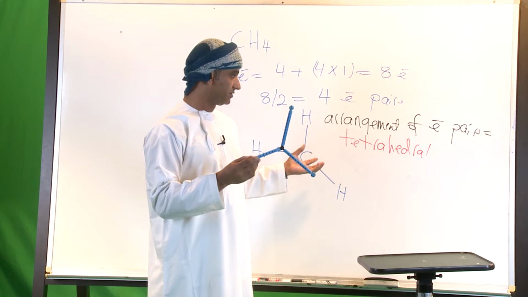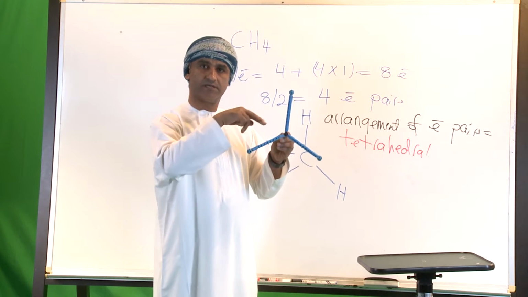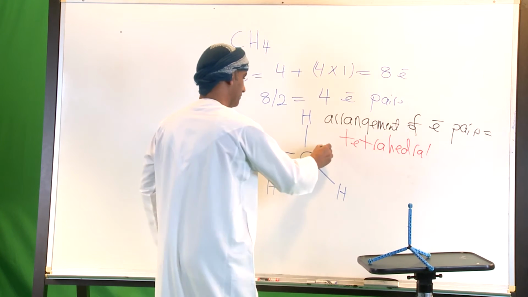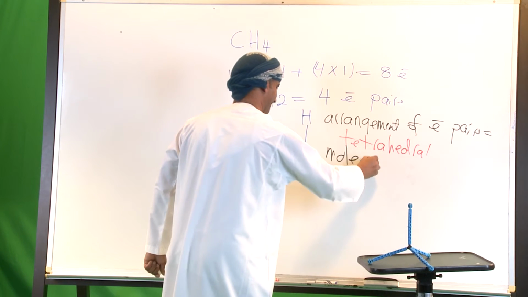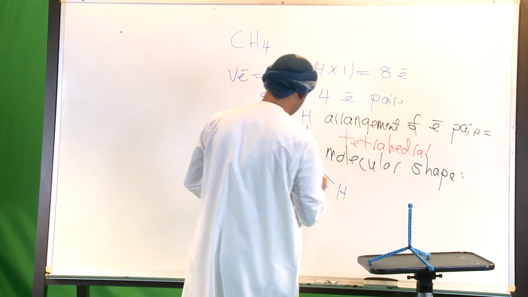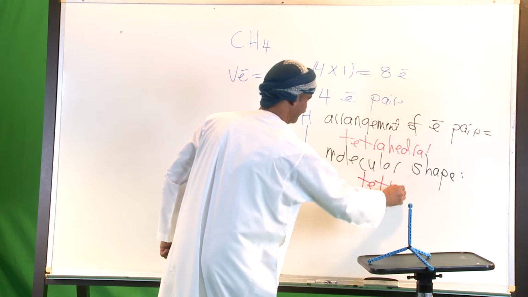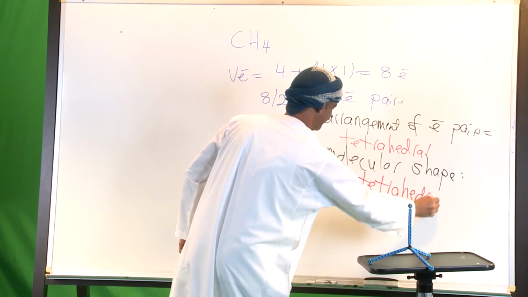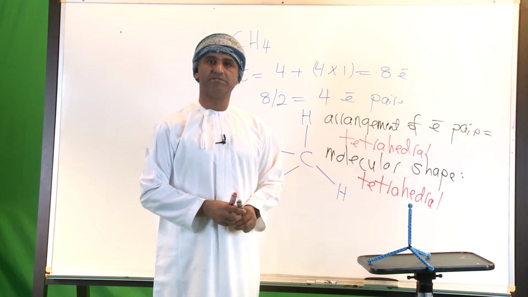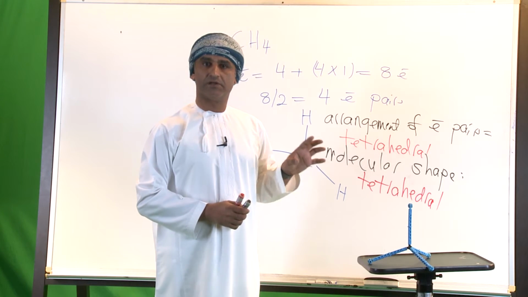If the molecular shape is tetrahedral, and of course the arrangement of electron pairs is tetrahedral, that's because there is no lone pair in this case. So the molecular shape is also tetrahedral. The orbital shape, or the arrangement of electron pairs, and the molecular shape are exactly the same in this case because there are no lone pairs.